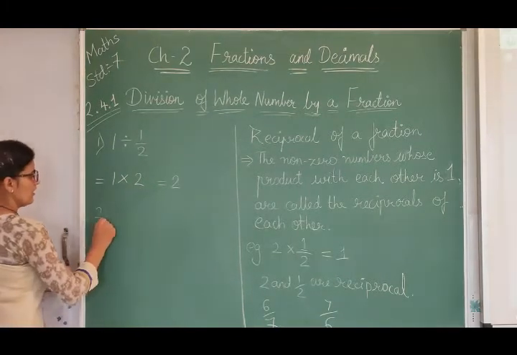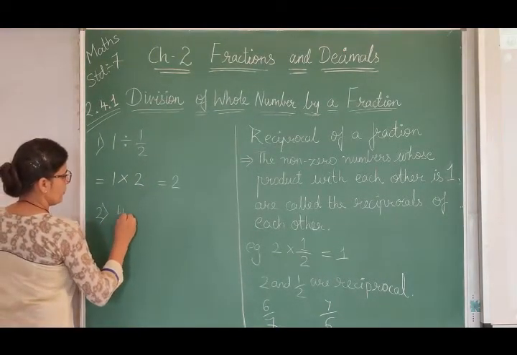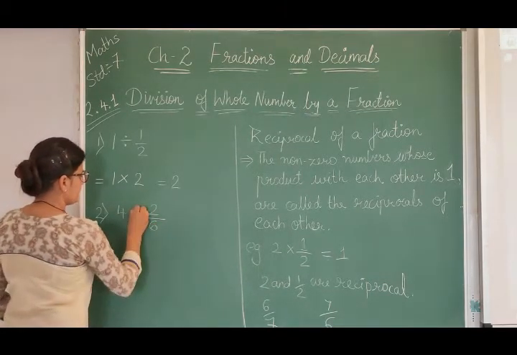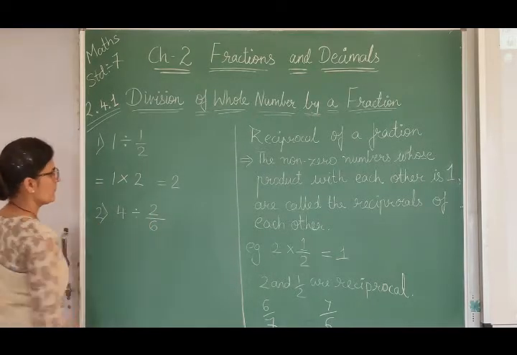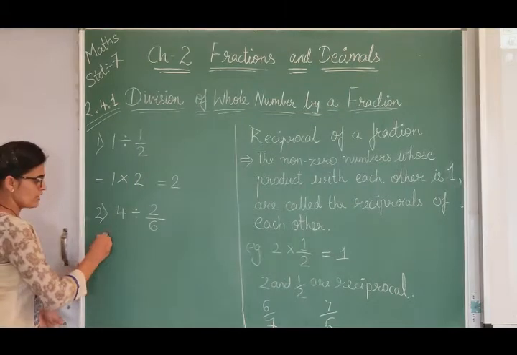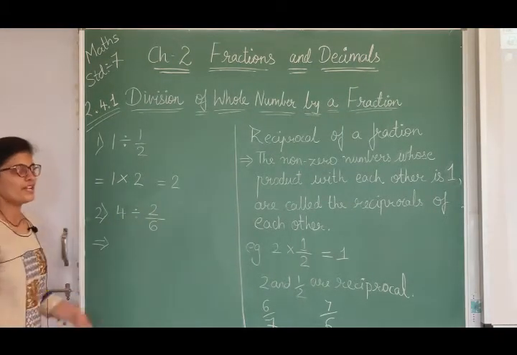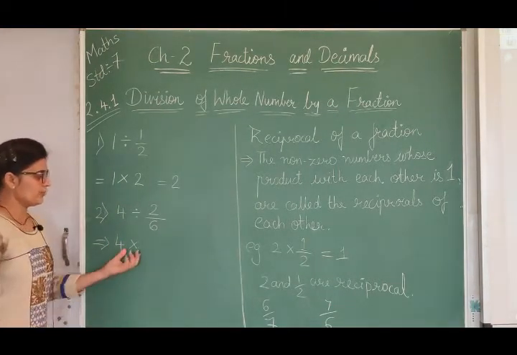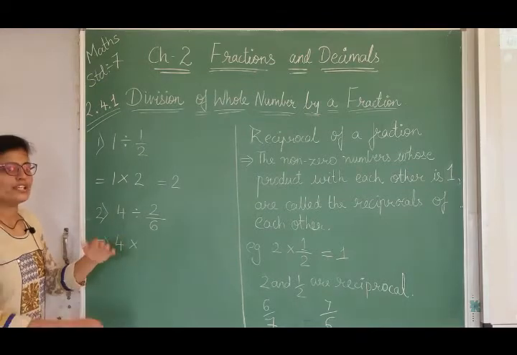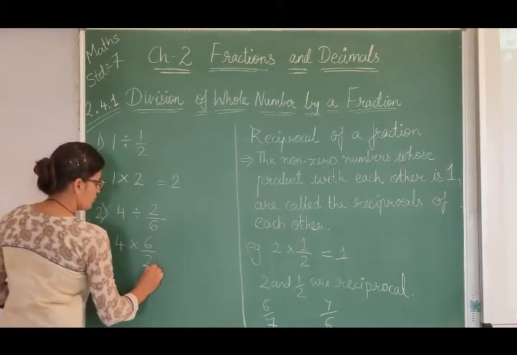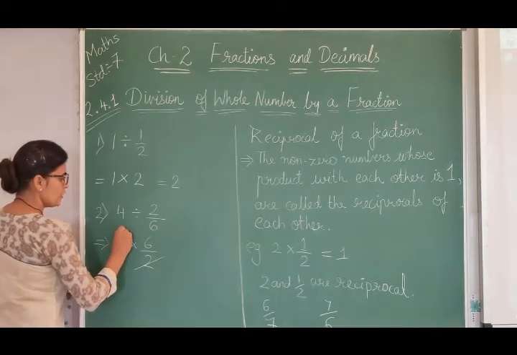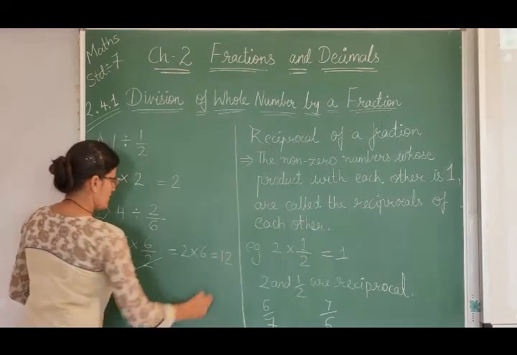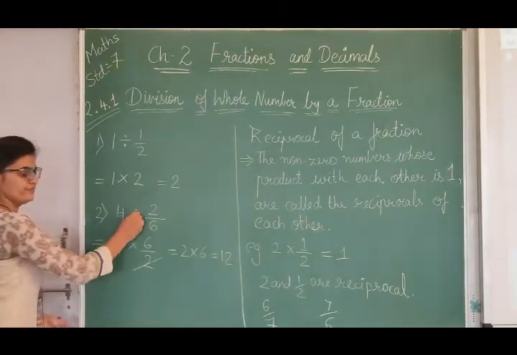Now another: 4 divided by 2 by 6. So what we have to do? 4 is a whole number, we have to divide it with the fraction 2 by 6. Now 4 we will write as it is, division sign will be converted into multiplication now. Now 2 by 6 reciprocal will be 6 by 2. So 6 by 2. Now cancellation, 2 2s are 4. So 2 6s are 12. So the required answer is 12 of this division.